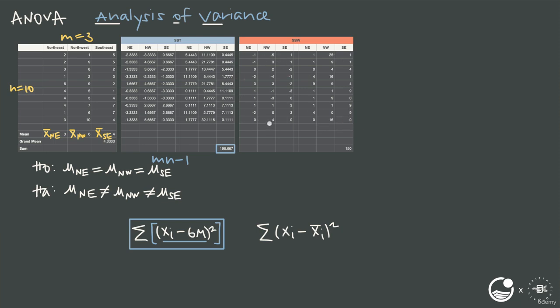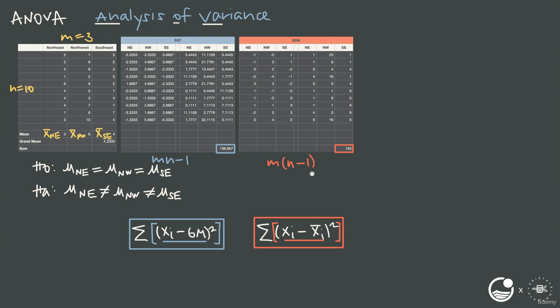So to get this whole left-hand side of the sum of squares within chart, we find these differences. To get the right-hand side, we square those differences and record those values here. Then we add up all 30 of these squared values. The sum of squares is therefore this entire value here, or in this specific example, 150. The degrees of freedom for sum of squares within is m times quantity n minus 1.